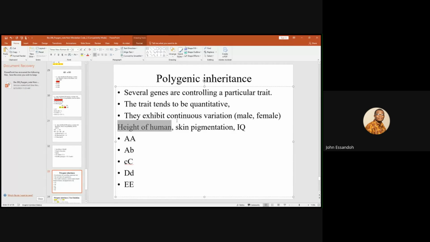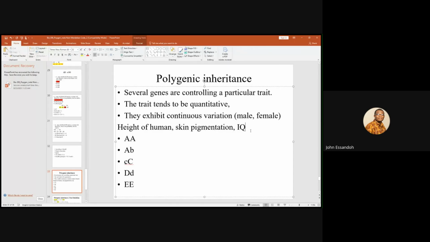But people who are 6 feet and above are not that many, and people who are below 5.0 are not all that many. So you can see that the height of people follows continuous variation.